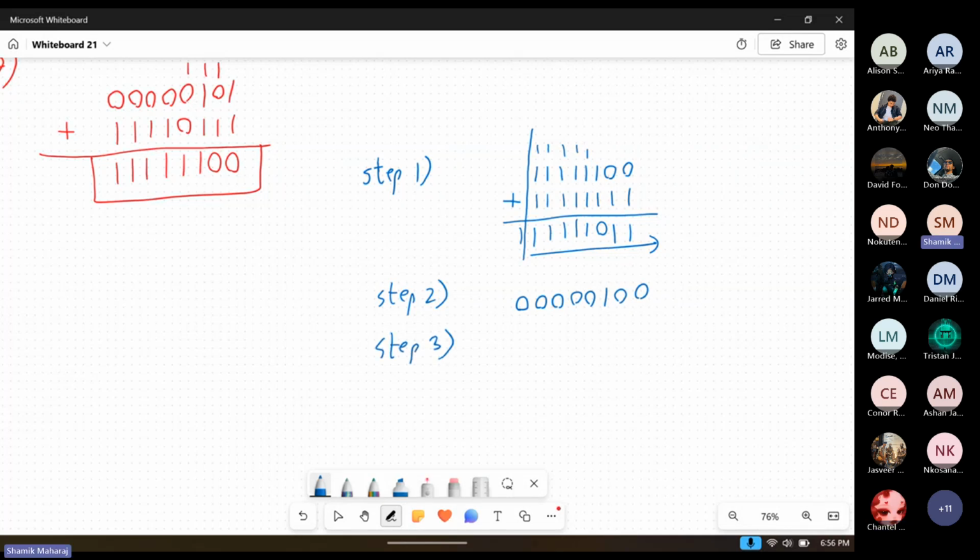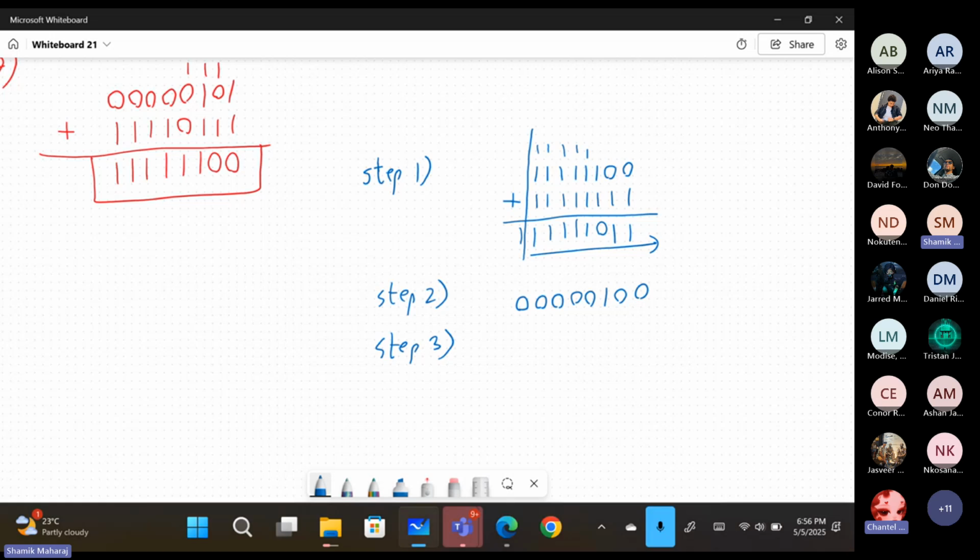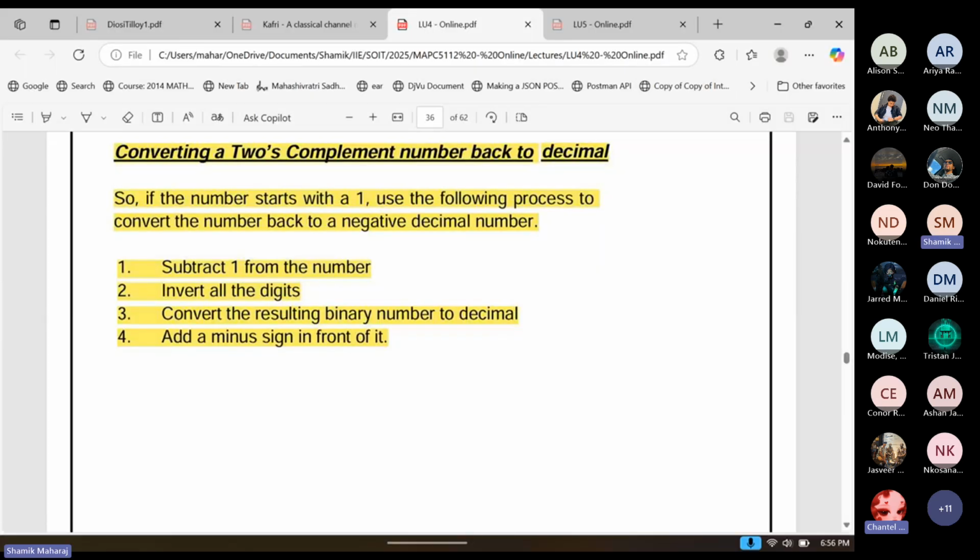Step 3 was to do something. This is where my brain stops working. Guys, I think someone's mic is unmuted.